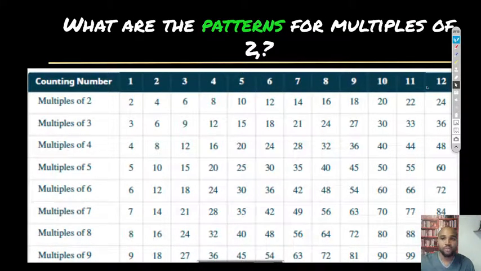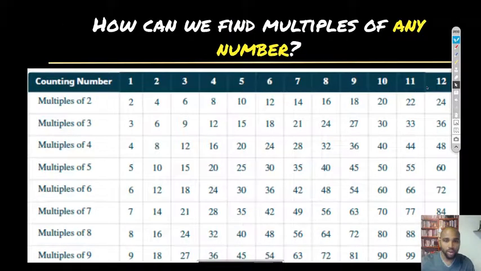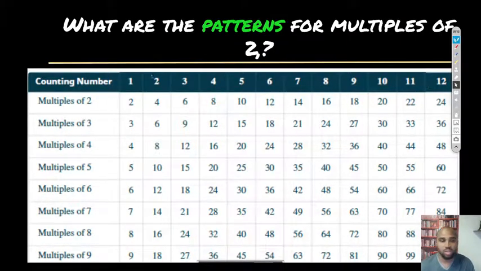What are the patterns for the multiples of 2? So do you see the pattern for 2? Let's look at just this column. What patterns do you notice for all the answers for the multiples of 2? We got 2, 4, 6, 8, 10, 12, 14, 16, 18, 20, 22, 24.